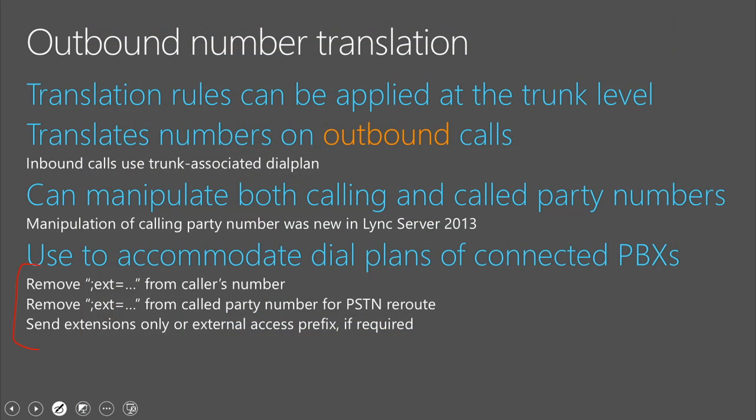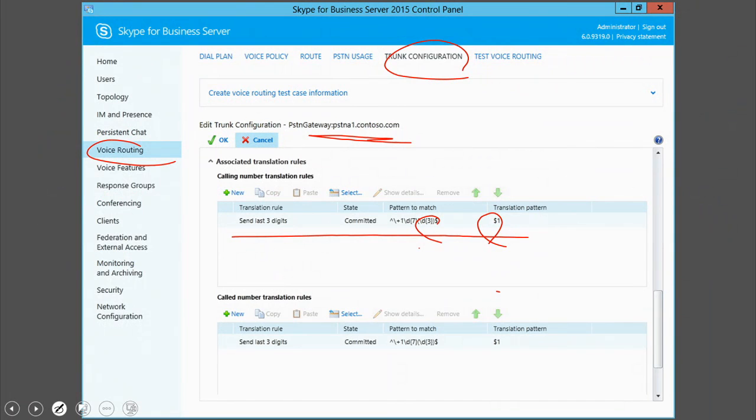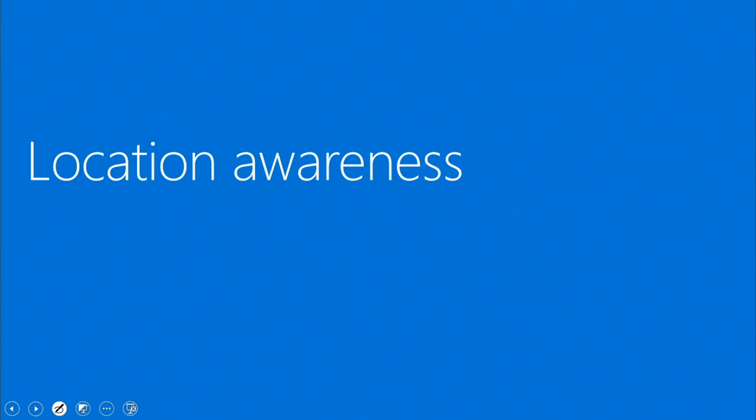But a couple other things you might want to do, because I recommended earlier that we use the semicolon ext equals and then a number in the line URI format, those will make it out to gateways in a couple different cases. If we're rerouting out to the PSTN a call that normally would have stayed within Lync, we might need to remove that semicolon ext. Okay, so there's some cases where you'd want to use those features. All right. So that's kind of the highlights of phone numbers and normalization, some of the things that you need to be aware of.